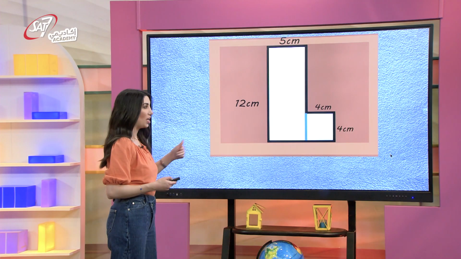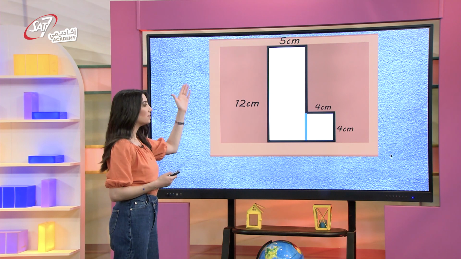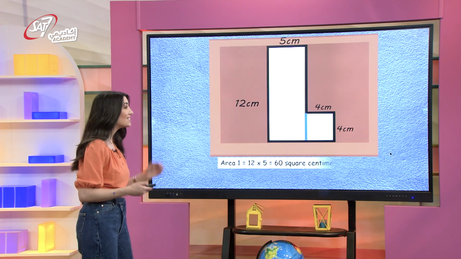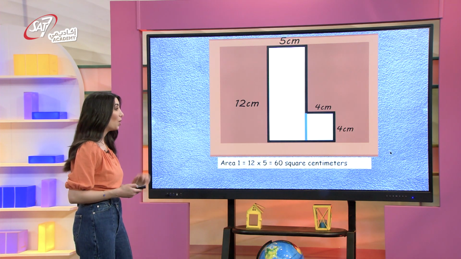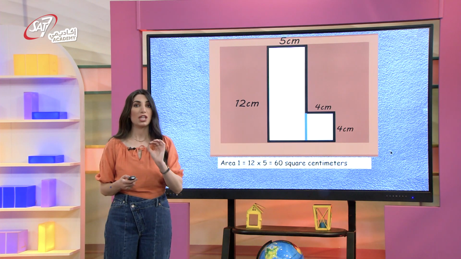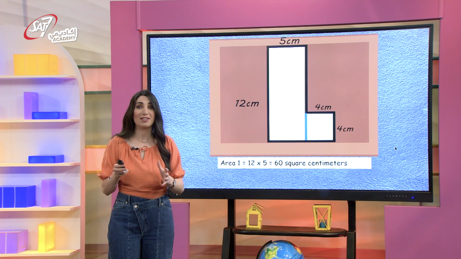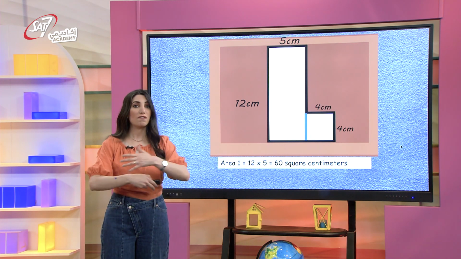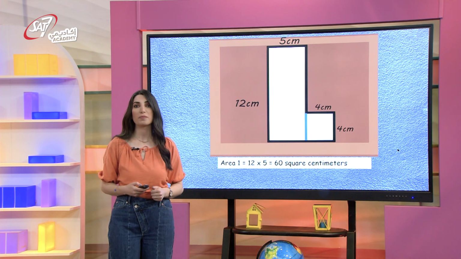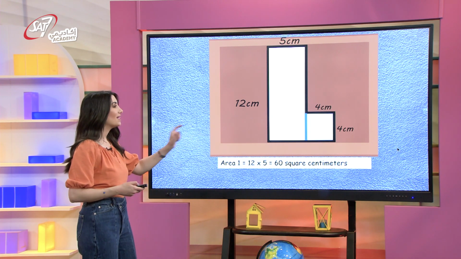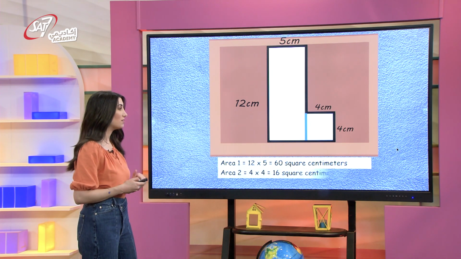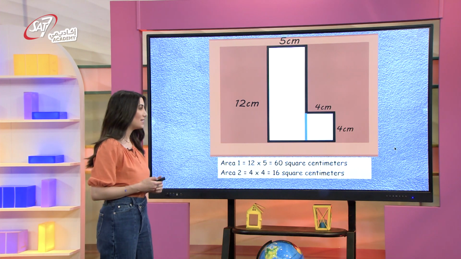Let's try it. Area of the first shape, the rectangle, 12 times 5 equals 60 centimeters. We are measuring by centimeters this time instead of meters because it is a small area, smaller than the areas of the floors we measured before. Area of the square is 16 centimeters. 4 times 4 equals 16.